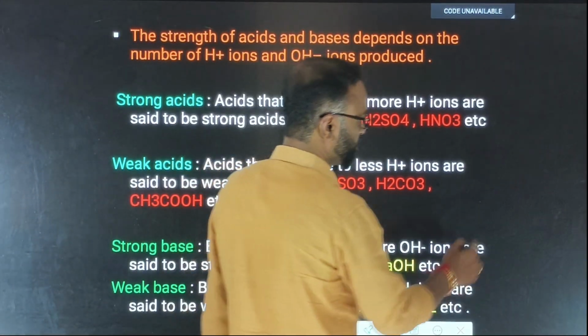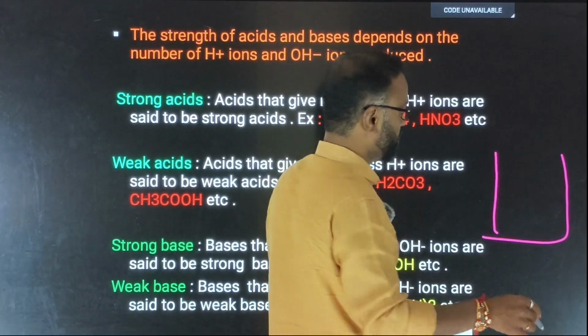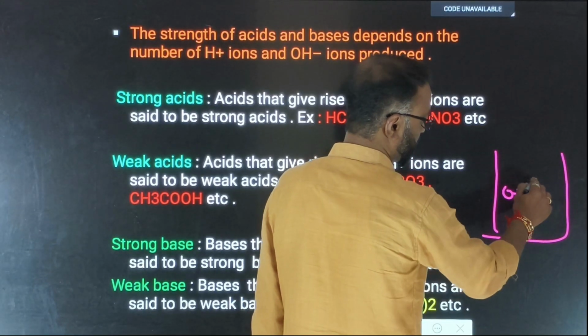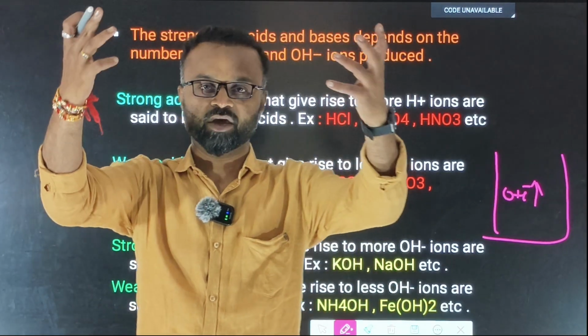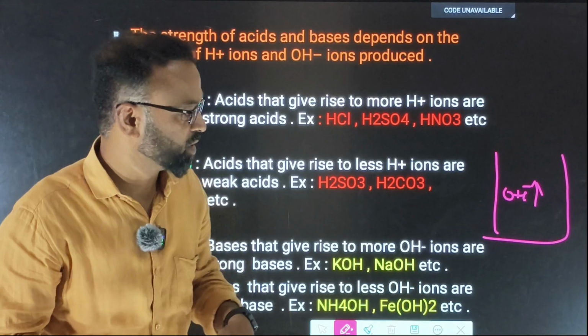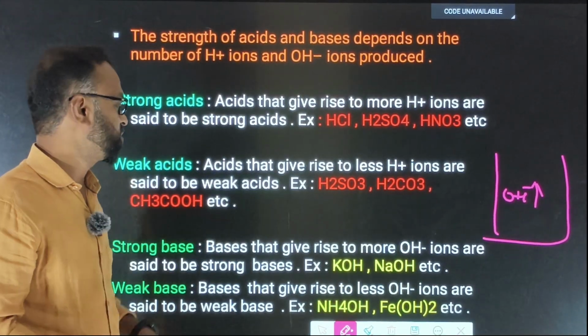Similarly, strong base and weak base. Strong base means what? They produce more number of OH minus ions. So many OH ions. Means the number of OH minus ions will be more. Complete ionization takes place. Similarly, weak base means what? Less number of OH minus ions will be produced.